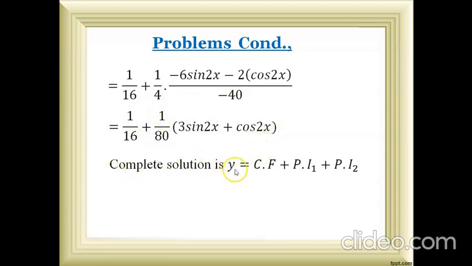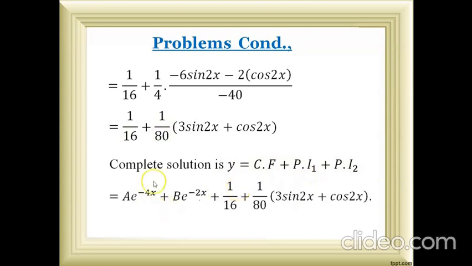So the complete solution is y equal to complementary function plus particular integral. We have 2 terms, no? That's why I am writing here P.I.1 plus P.I.2. Simply you may take P.I. also. That's also correct. So I am writing the complementary function value plus this particular integral value. That's it. The general solution of this particular problem is this.